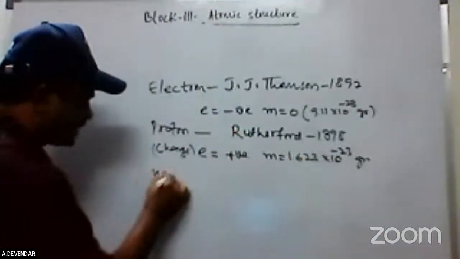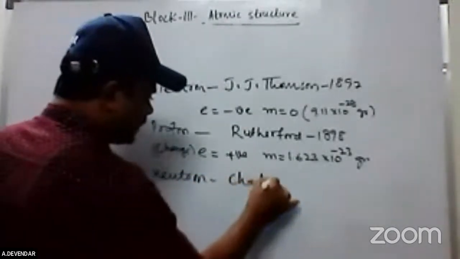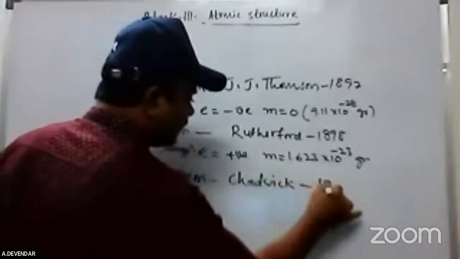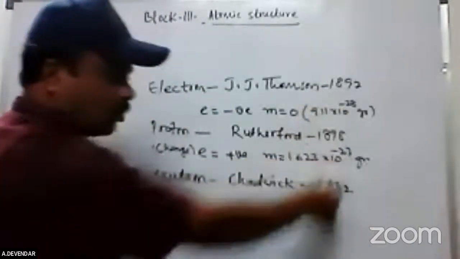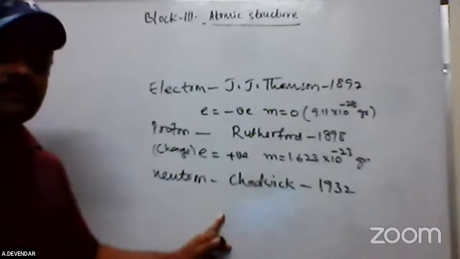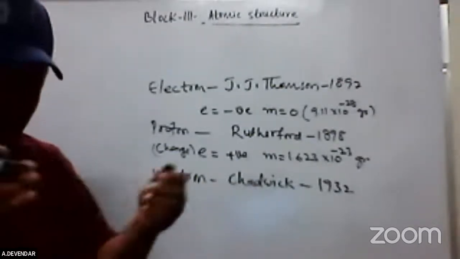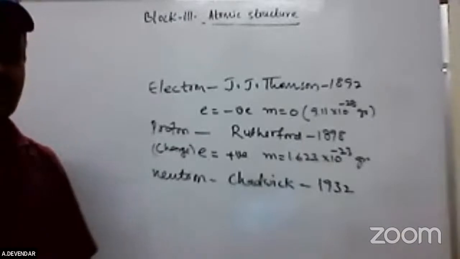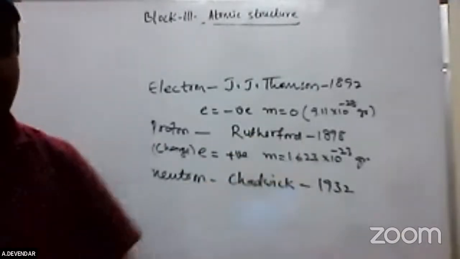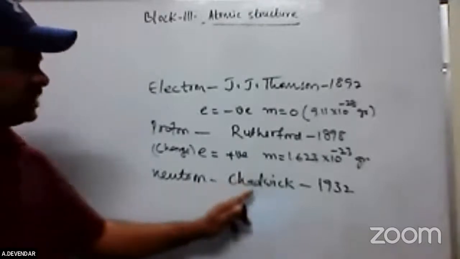So the neutron was discovered by Chadwick. Neutron is discovered by Chadwick in 1932, so many 34 years after. It is nothing but in the bombardment of small nuclei. Beryllium is bombarded, collided with the helium particle. The new element is discovered, carbon is discovered. At that time, the neutron was discovered by Chadwick.